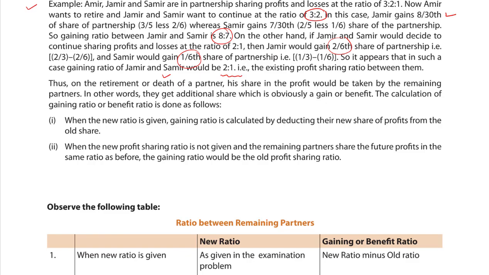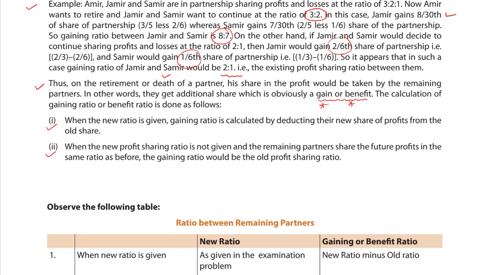Thus, on the retirement or death of a partner, his share of profit would be taken by the remaining partners. In other words, they get an additional share, which is obviously a gain or a benefit. The calculation of gaining ratio or benefit ratio is done as follows. First, when the new ratio is given, gaining ratio is calculated by deducting their new share of profits from the old share.